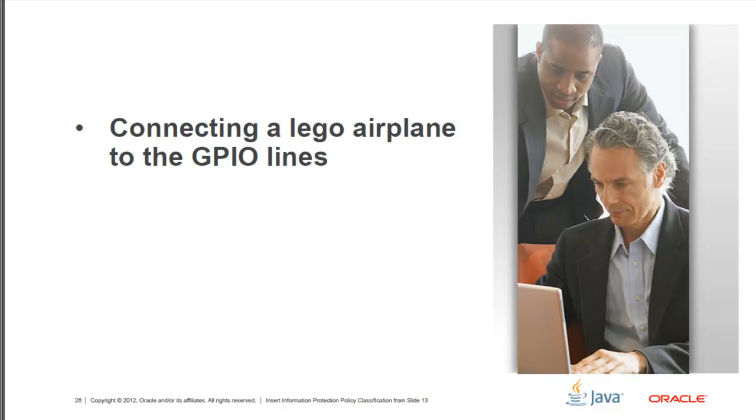Now the previous demo we're using pre-configured GPIO lines, for example. But what if I want to connect my own devices, my own things? In this case, it's going to be a Lego motor that we're actually controlling through the GPIO lines.